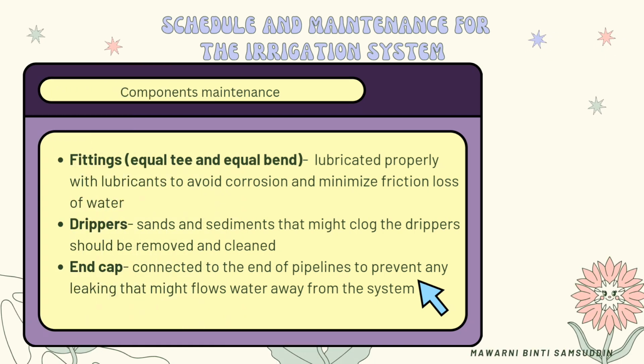For fittings, equal T and equal bend, they must be lubricated properly with lubricants to avoid corrosion and minimize friction loss of water. Drippers: sand and sediments that might clog the drippers should be removed and cleaned. Lastly, the end cap is connected to the end of pipelines to prevent any leaking that might flow water away from the system.